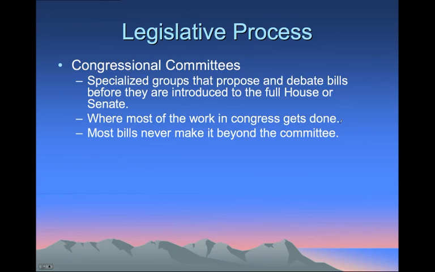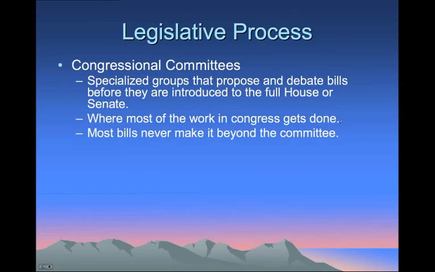Now, when it comes to the legislative process, there are different committees, because imagine you have 435 people in the House of Representatives. If you want to discuss a bill and try to debate it and figure out what's good about it and what's bad about it, there's no way that you can do that with all 435 members. So what they do is they create committees, and these are groups that have specific tasks.